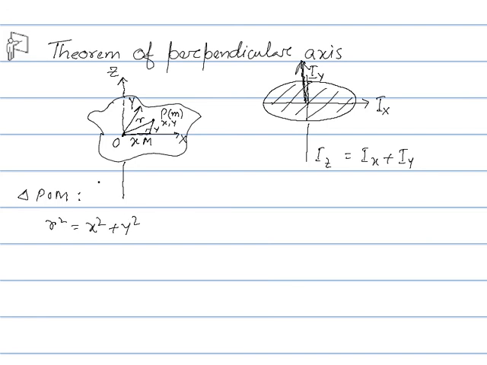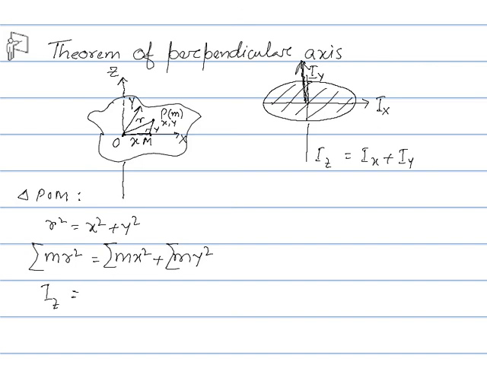Now let us multiply this equation, left hand side and right hand side, by M, that is the mass of this point mass: mr square equals mx square plus my square. Let us take the summation of both sides. Now what is the sum of mr square? It is the sum of the moment of inertia of all point masses about the z axis. This is nothing but Iz, the moment of inertia of the lamina about the z axis.